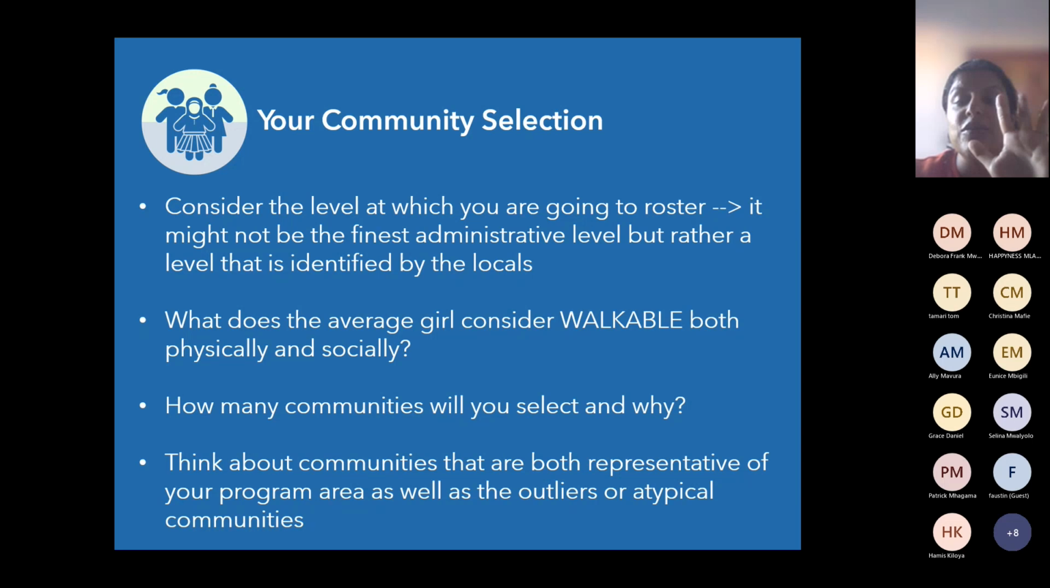An atypical community can be atypical for all sorts of reasons. It could be because it's the furthest away from the school, or more isolated than the other communities. It could be because it has a different industry. It's the one community that's a fishing village, whereas the others are not. Or maybe it's a red light district, where there's a lot of trafficking or sex work happening. Or it's on the border, so there's a lot of migration or violence, or whatever the reason.